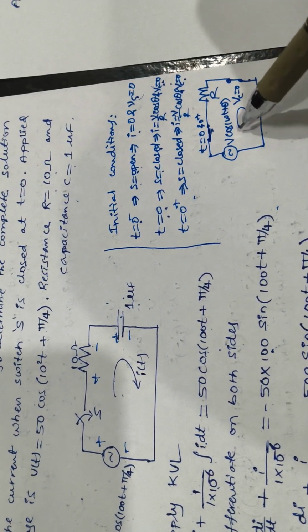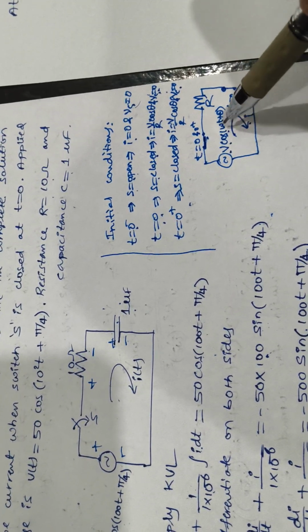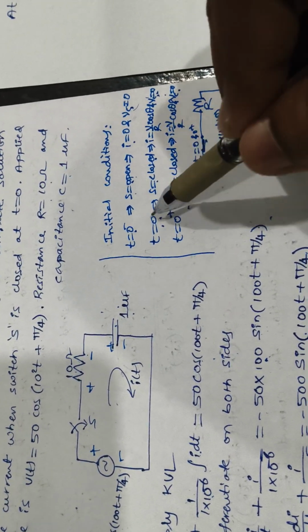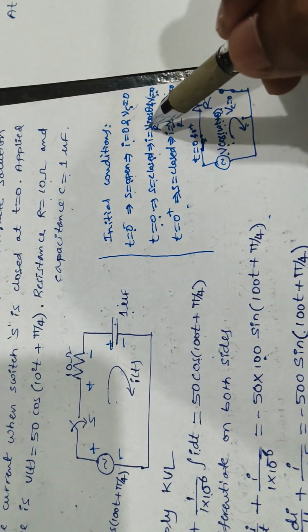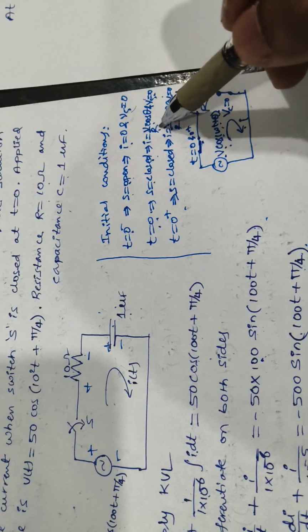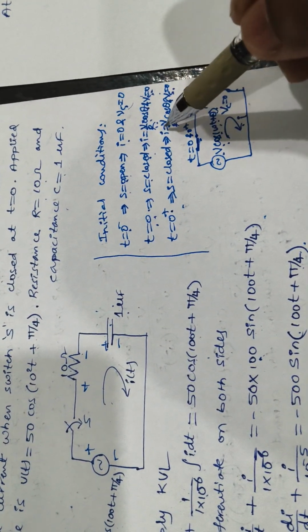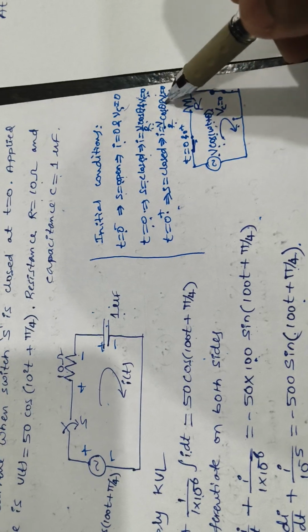When it gets short circuited, what is the current? Current I is equal to V by R, that is V cos(omega t plus theta) by R. But t is equal to 0, so omega t is equal to 0. That's why you'll get V by R into cos theta. Even at t equal to 0 plus, Vc is equal to 0. That's why you'll get the current as V by R cos theta.